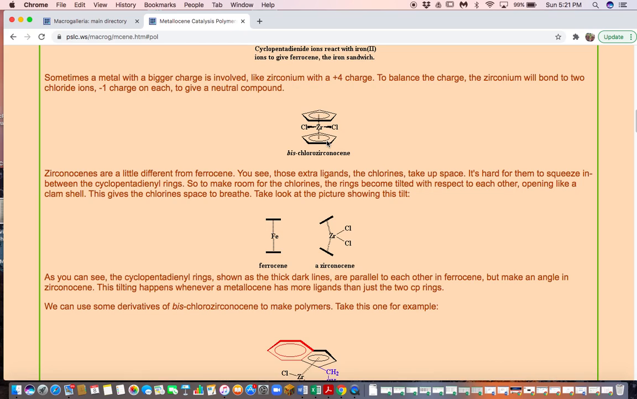Whereas iron fits together in a nice little sandwich like this, makes a nice regular arrangement. Sorry, I'm thirsty, so I'm drinking water in between.